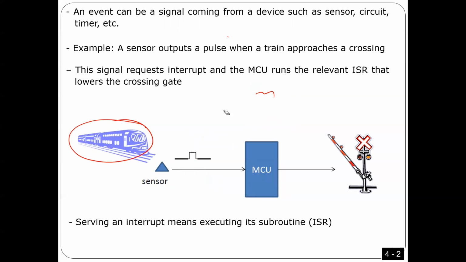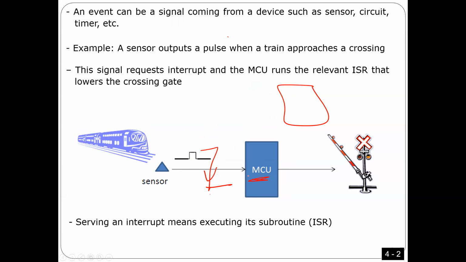So every time there is an event, like for example a falling edge here, your CPU is going to suspend executing the program, and you are going to run a subroutine. Usually here in the subroutine, I have to write something to respond to the event. For example, if you have a gate here, I have to lower the gate. That's what I have to do. So here this signal is going to request an interrupt from the microcontroller to lower the gate.